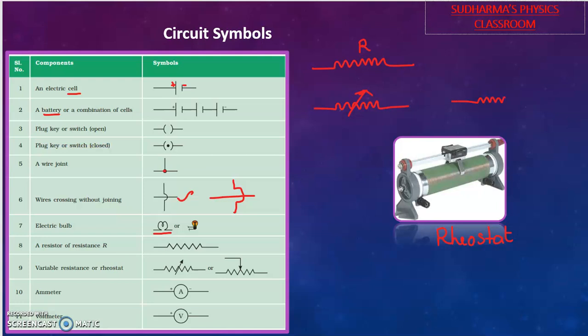Another way to denote the rheostat is this. Okay, it has 3 terminals. You can see one here, another one, and a third. So 3 terminals are there for the rheostat.